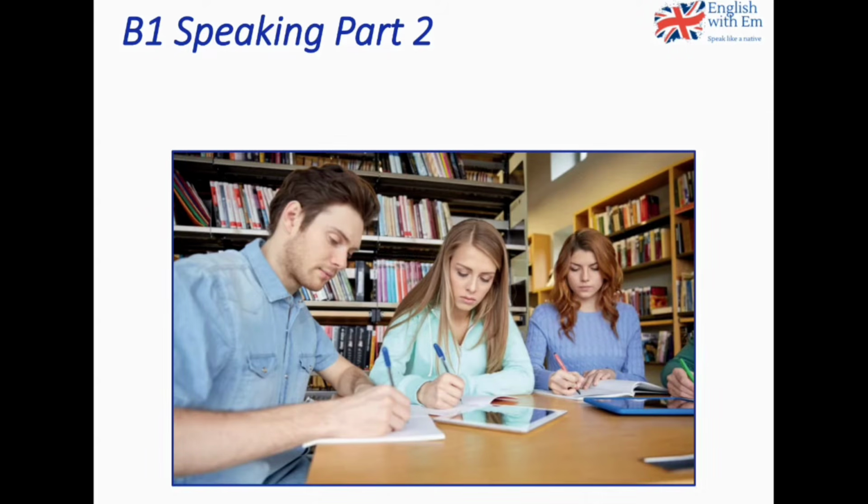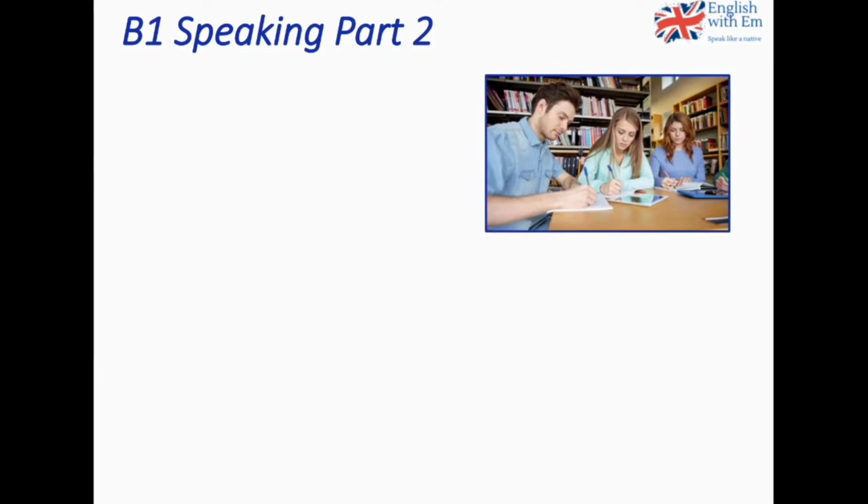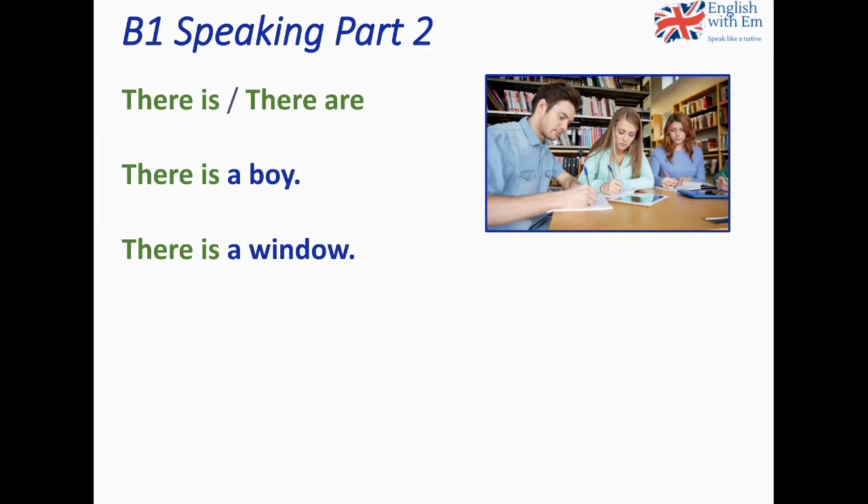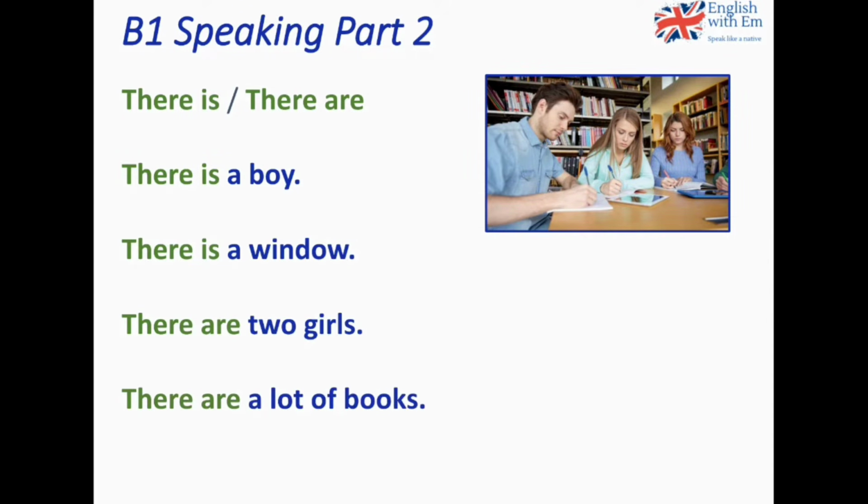So let's take a closer look at this picture. Okay. So what can we talk about? Well, we can start by saying what we can see in the picture. And we can use there is and there are. There is a boy. There is a window. There are 2 girls. There are a lot of books.